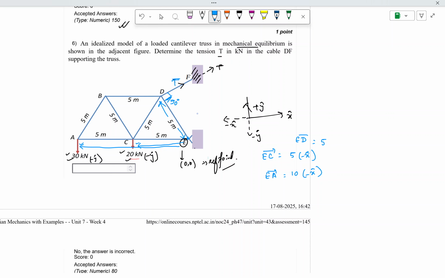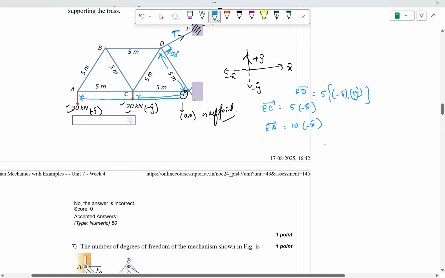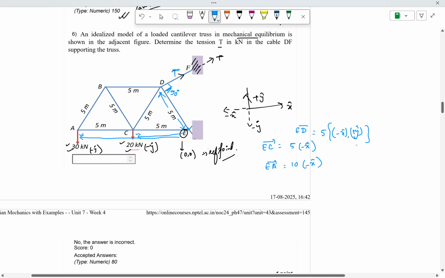This is some combination of x and y. You can look at the arrow direction and find out that this basically has some minus x cap component and some plus y cap component. So both are present, right? We do not go into the details of that direction because that will not be necessary for us.